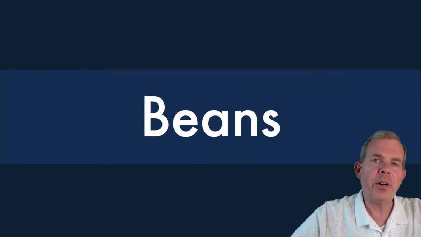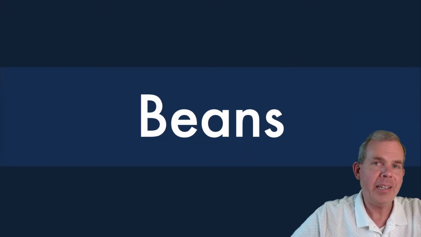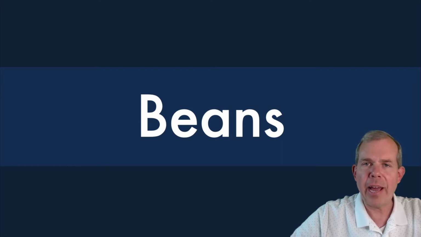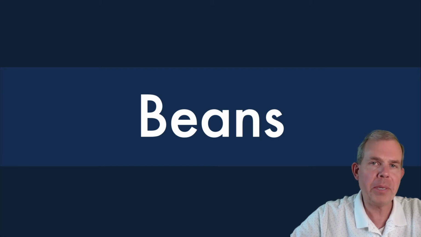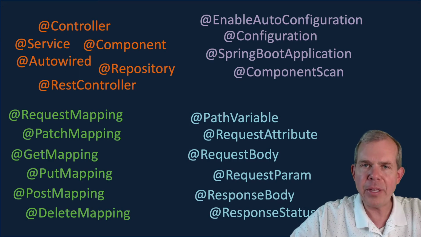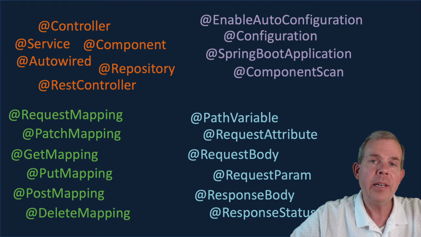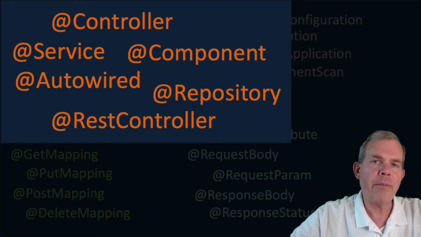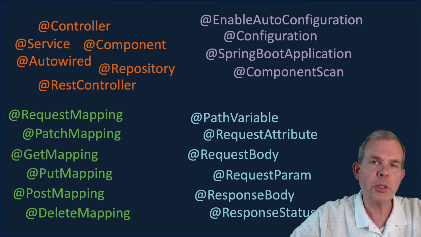So let's talk first of all about the concept of a bean in Spring Boot. Now a bean is nothing more than just a Java class. So you've worked with object-oriented programming before, you know what a bean is. The only difference is that in Spring Boot, we put annotations on many of the things that are written, including the name of a class.